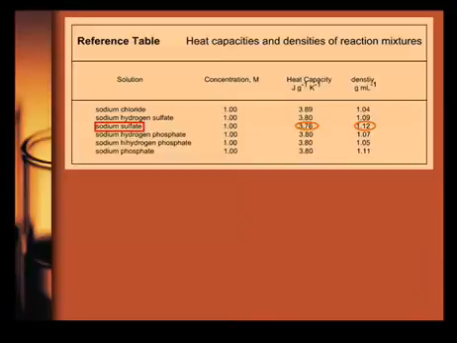And to use this table, you find your salt, and you look over, and it will give you the heat capacity and the density. So sodium sulfate is our salt, so our heat capacity is 3.76 joules per gram per K, and our density is 1.12 grams per milliliter.